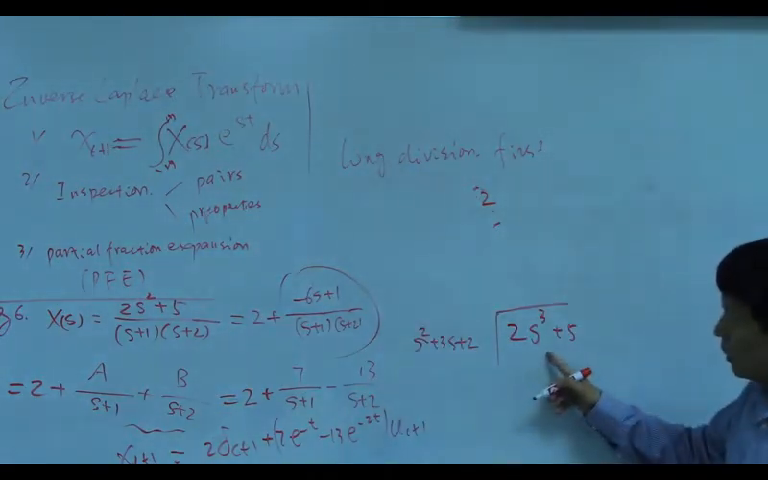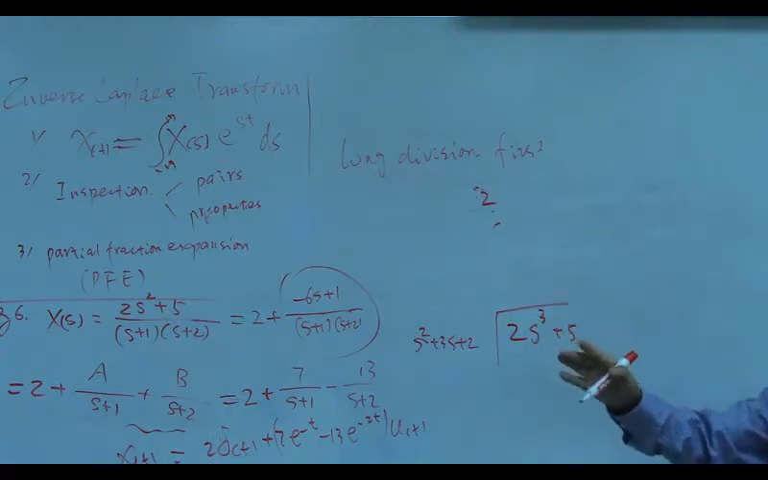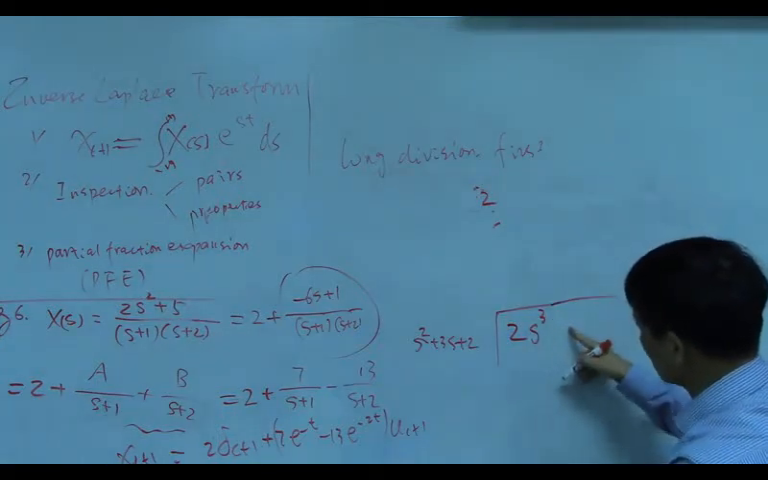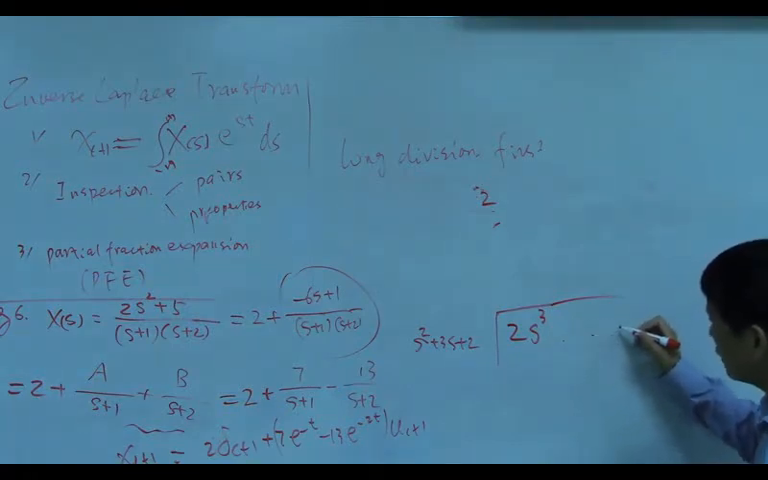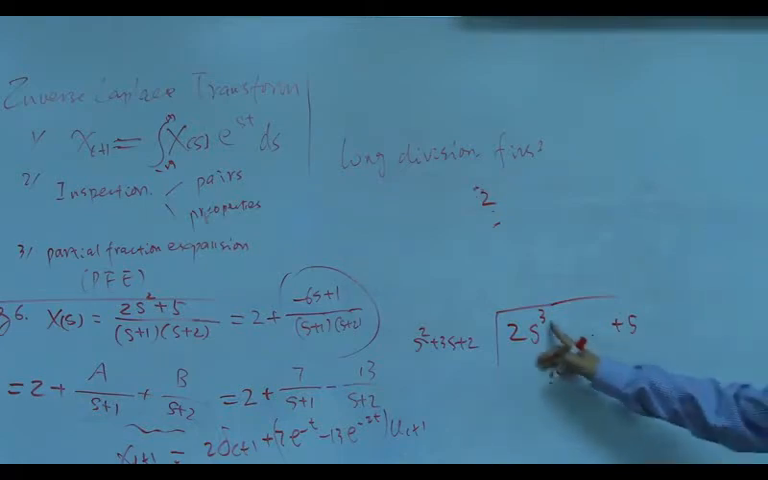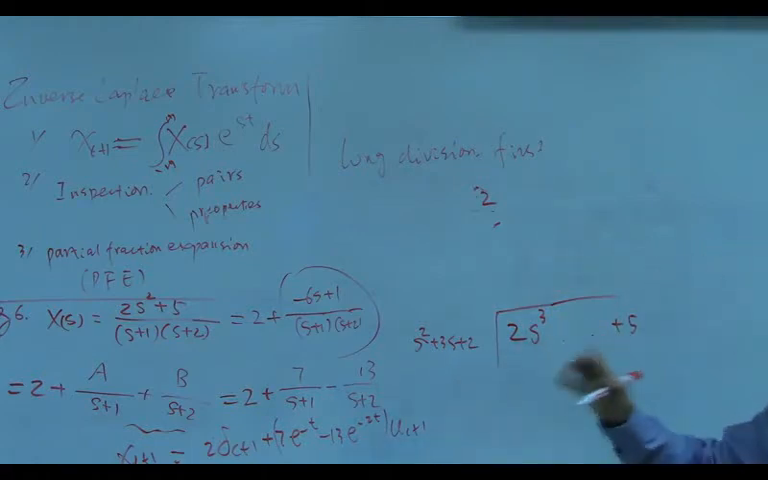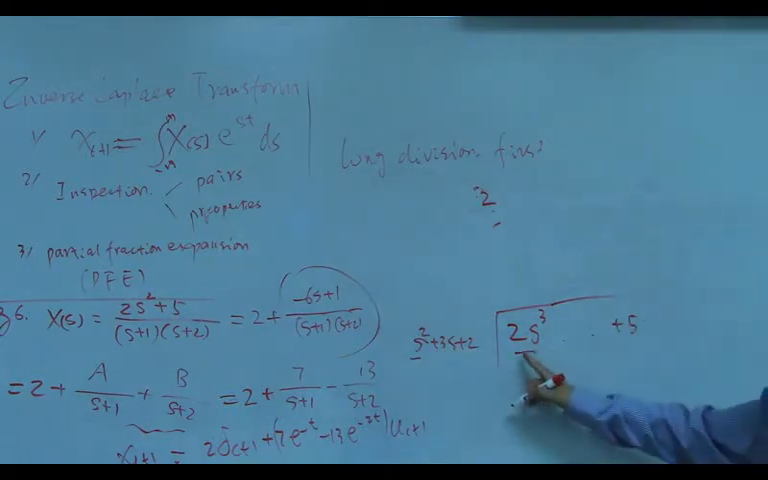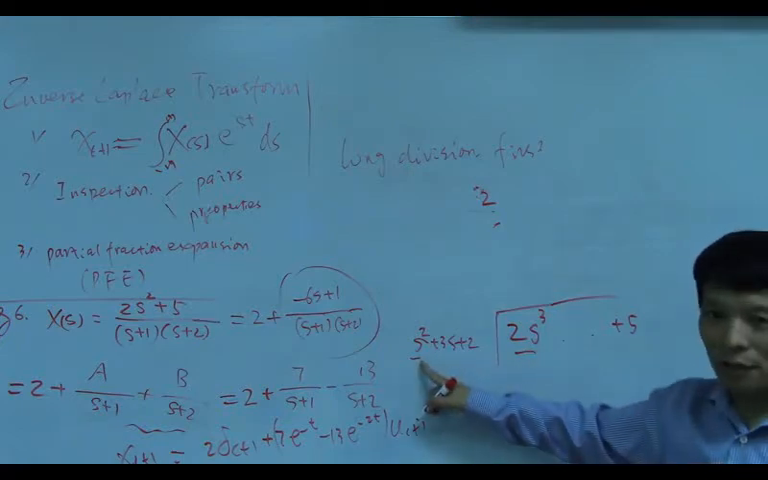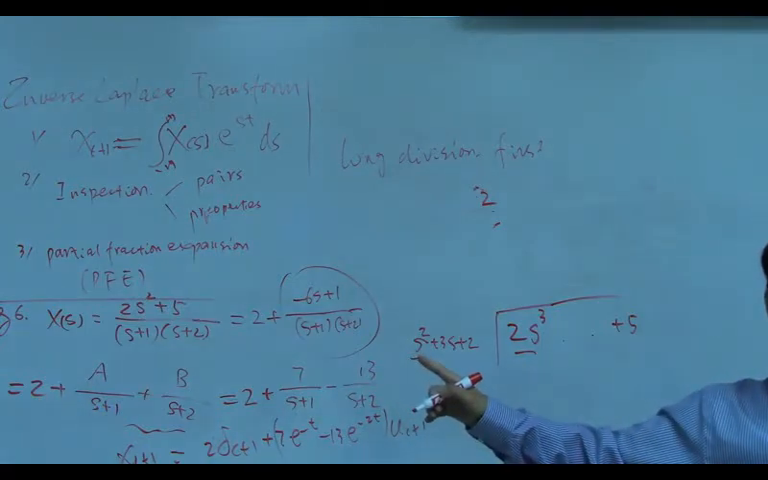Usually you are going to make this one have some space, otherwise you are going to mess up. So I have here an s squared, an s, and a 5. When you write this one, you need to consider s cubed, s squared, s, then constant. Divide by this, you only consider the first term. The first term of this one is 2s cubed, this is s squared. You use this one divided by this. What is the result? 2s.